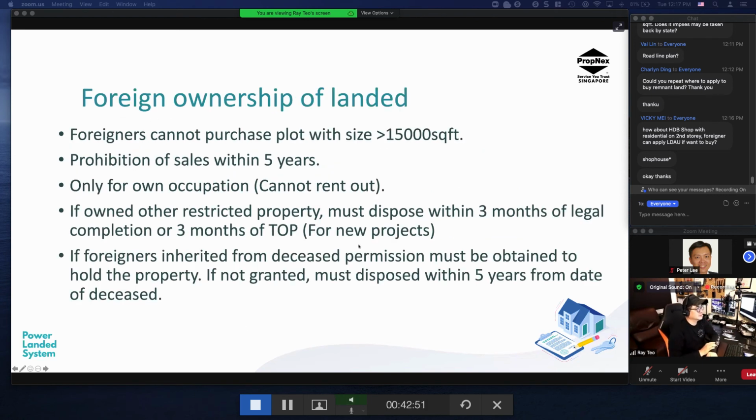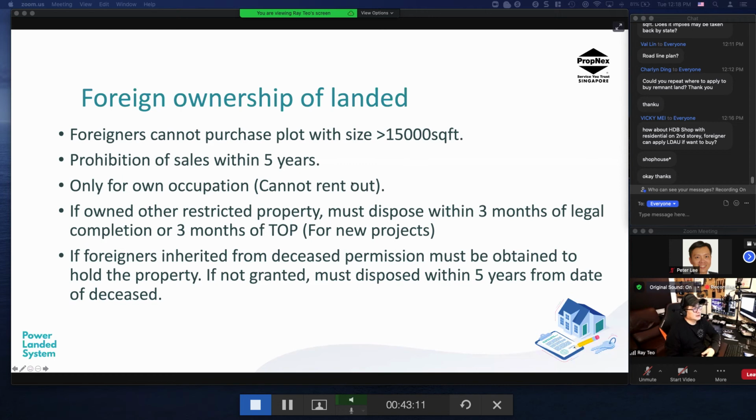Foreign ownership of land: cannot purchase a plot of more than 15,000. This was obviously broken by Dyson. But as a guide, normally you cannot buy above 15,000 square feet. That means for GCB you're not supposed to buy as a foreigner.